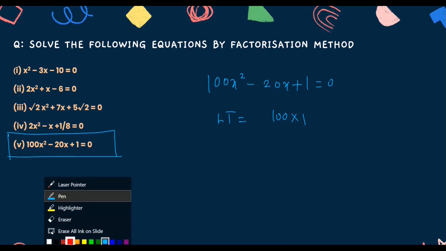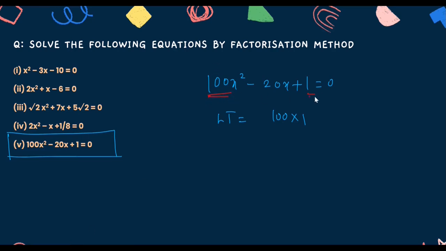I told you how to do this, right? So this is 100 and here 100 into 1, and your middle term is what? Minus 20. So how will you get 100? You have to multiply two numbers and get 100, and you have to add or subtract two numbers and get what? Minus 20. Okay. So very simple. 10 into 10 we know 100. 10 plus 10 we know 20. Correct. 10 plus 10 is what? 20.